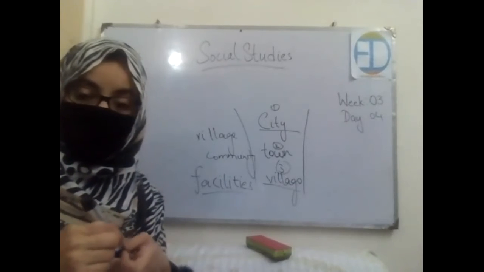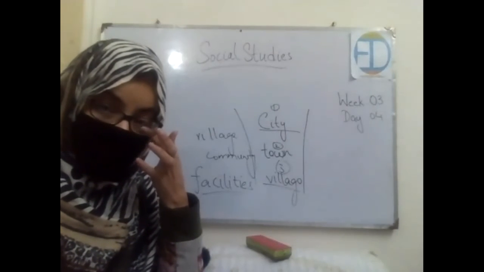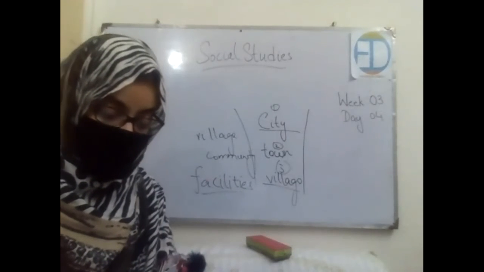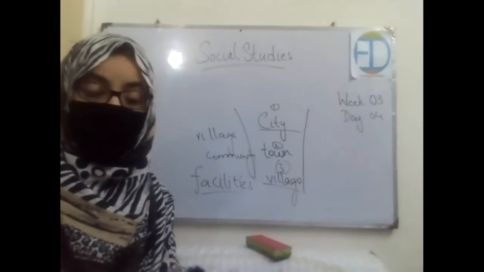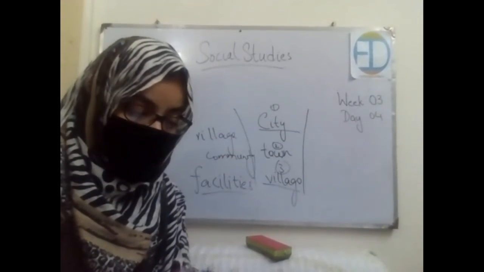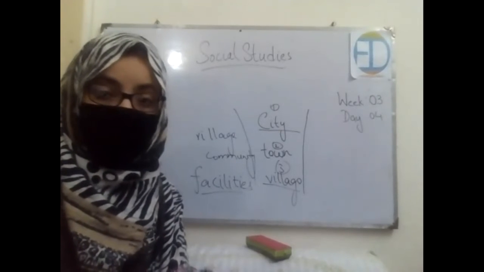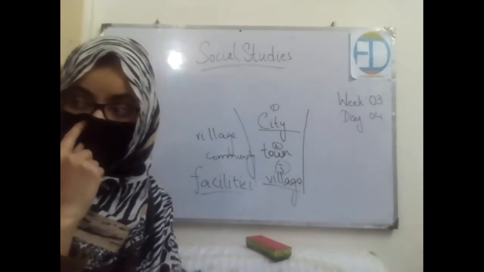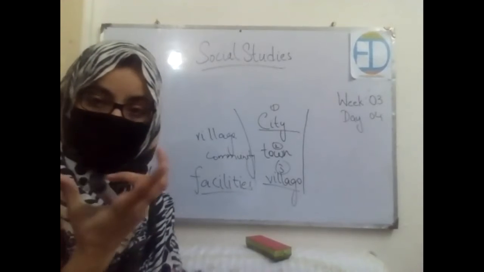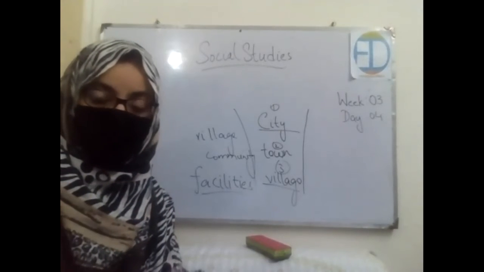Now, this is a discussion. These are the discussion questions which are written after the fill in the blanks. The question is: do you live in a village, town, or a city community? Now that we have discussed village, city, and town in detail, you need to tell me the area in which you live, what do we call it? It's a city, it's a town, or it's a village?